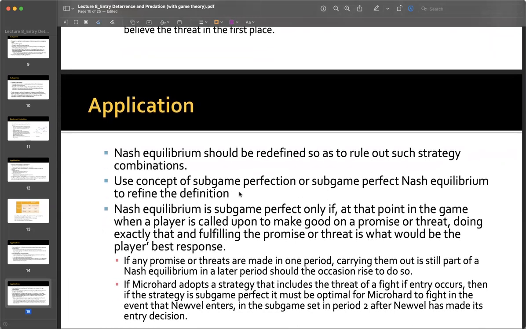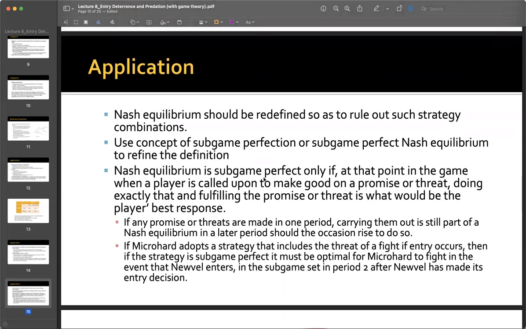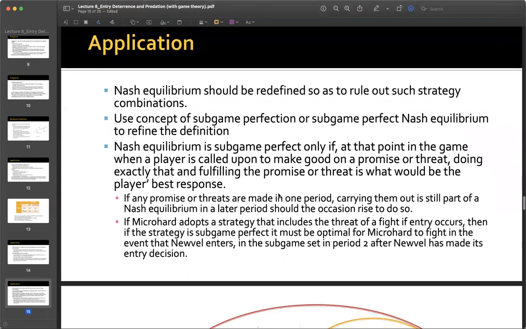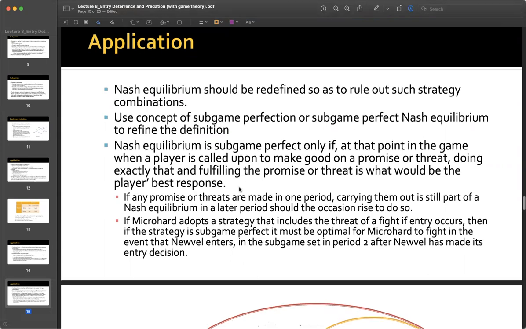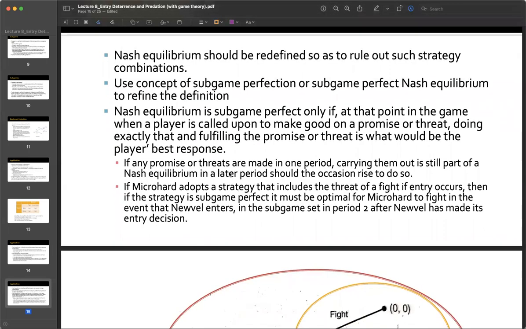Use of subgame perfection or subgame Nash equilibrium to redefine or refine the definition. So Nash equilibrium is subgame perfect only if at that point in the game when a player is called upon to make good on a promise or threat, doing exactly that and fulfilling the promise or threat is what would be the player's best response. If any promise or threat, such as fighting, are made in one period, carrying them out is still part of Nash equilibrium in a later period should the occasion arise to do so.